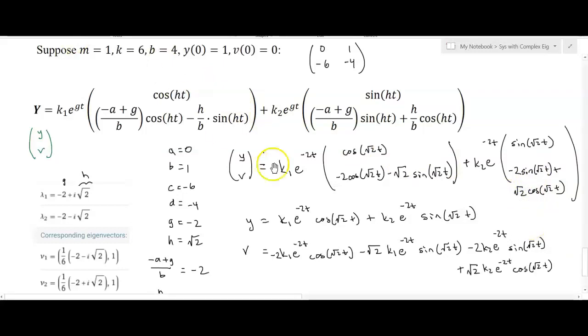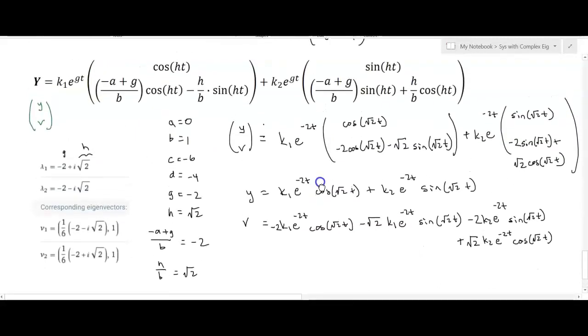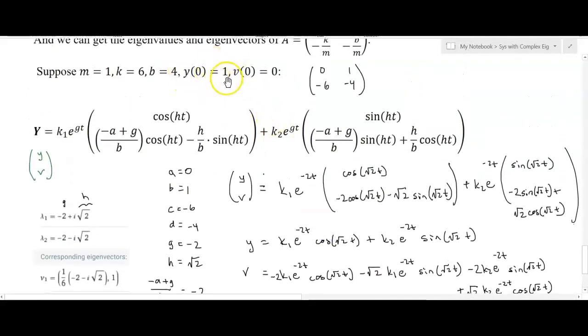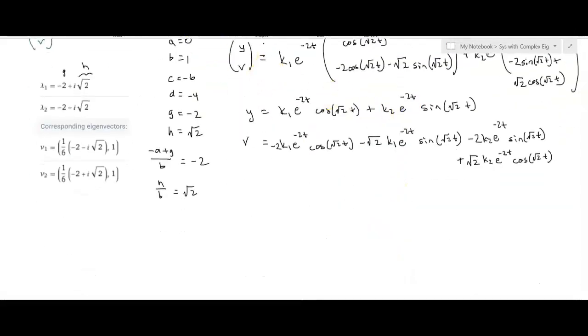So next all we need to do is just go ahead and plug in our initial conditions. So we already have the initial position as 1 at time 0. The initial velocity at time 0 is 0. So if I do some substitutions in here, the position is 1. k1 e to the negative 2t, when t is 0, all the exponential pieces will be 1. So we'll just have 1 equals k1. Cosine of square root 2 of 0 is just going to be 1. Cosine of 0 is 1. So this will just equal k1. And then here, when we plug in 0 for sine, that's going to be 0. So this whole second term is going to go away. Well, nice. We've just solved for k1.